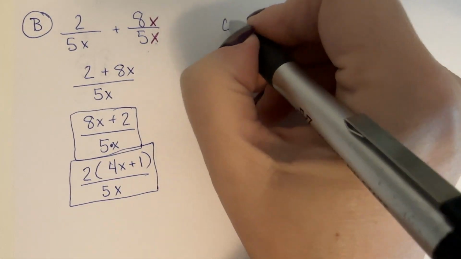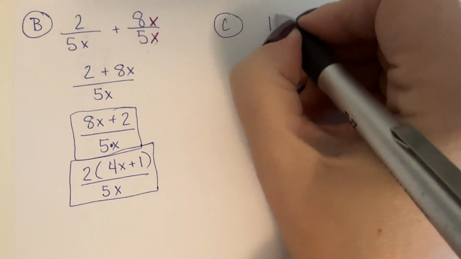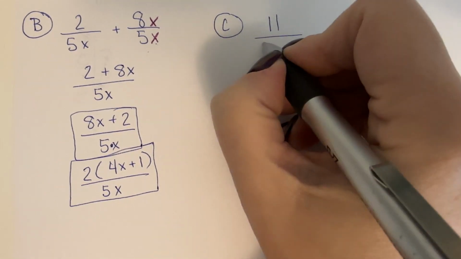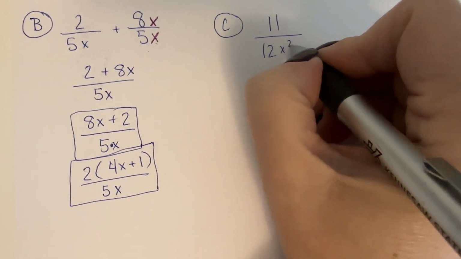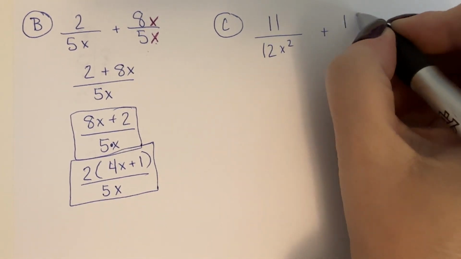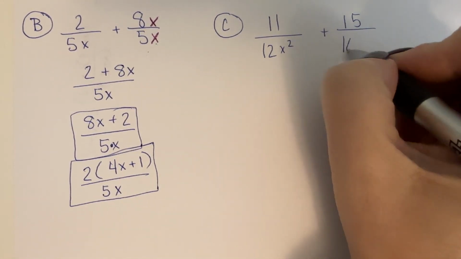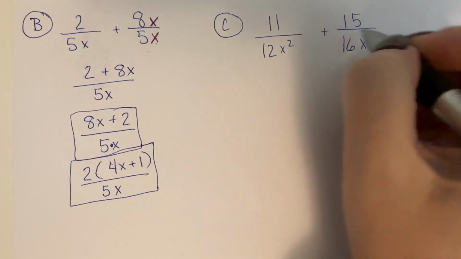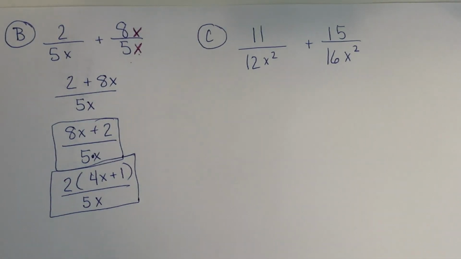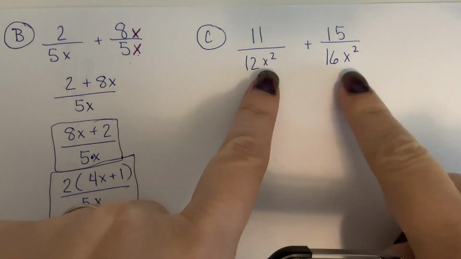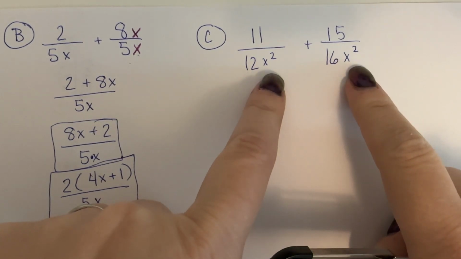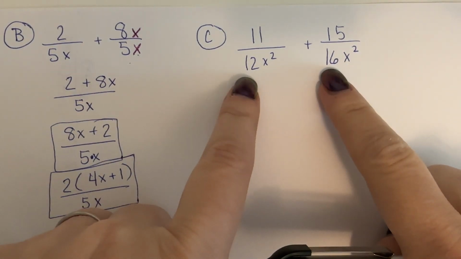Okay, so I'm going to rewrite C over because I like having a little bit more room. Okay. So I need to have a common denominator. Now, fortunately, my x's match, but the 16 and the 12 don't match.